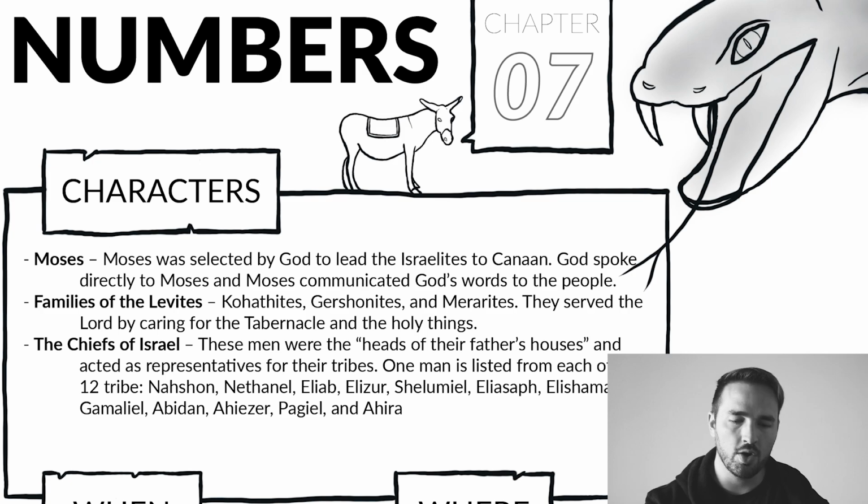Today we are studying Numbers chapter 7 in our 5-minute Bible studies. We do a study every day and we have free PDFs on our website. There's a link down in the description. Numbers 7. Who are our main characters?